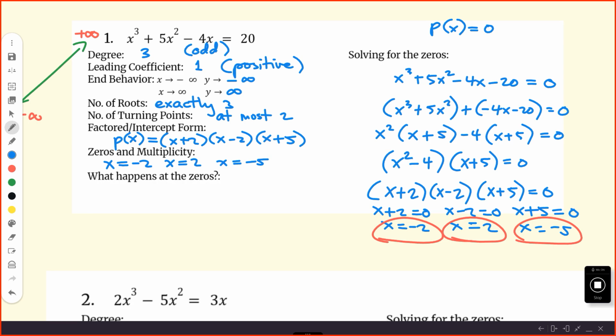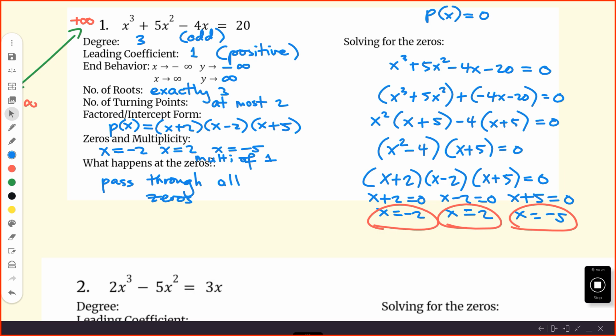Right? Now, what is the multiplicity of all the zeros? It's just 1, because each one, negative 2, 2, and negative 5, is just repeated once. So all of this, you can just say multiplicity of 1. So what is the behavior? What happens at the zeros? What is the behavior of the graph? Okay, yes. So pass through. Since all of them pass through, we can just say pass through all zeros, right? Or if you want, you can specify negative 2, 2, and negative 5.